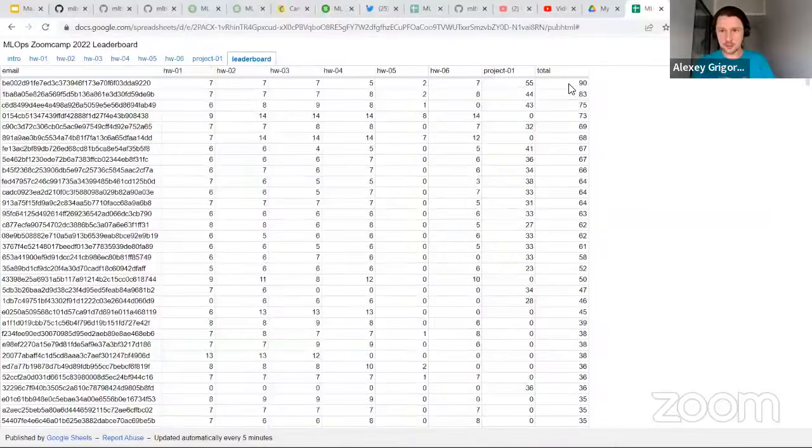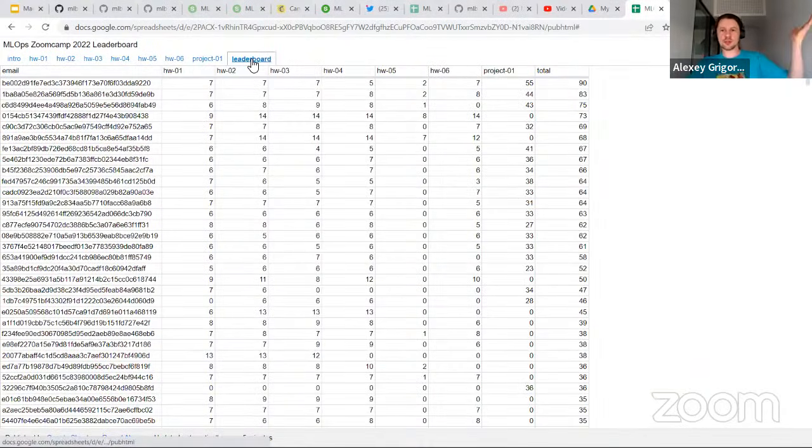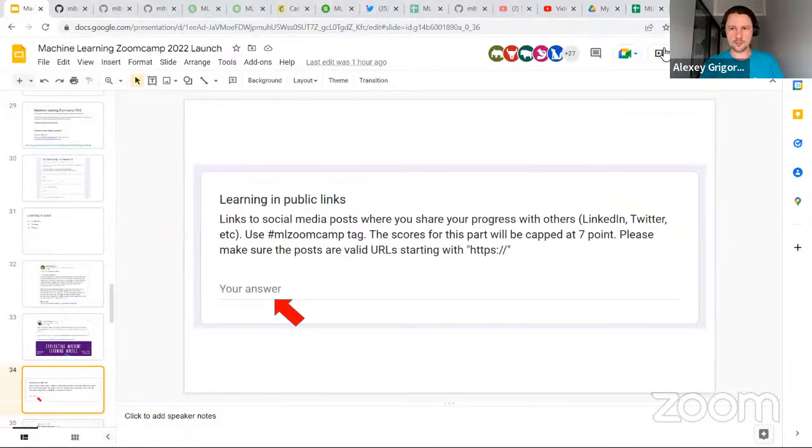So you have a leaderboard like that, and we will also have something similar. For each of the homeworks, it looks like this. If you get the question right, you get 1. If you get the question wrong, then you get 0, and then you get some links. You get some scores for learning in public links, and also you will get a score if you contribute something to frequently asked questions. And then you get a total score, and this leaderboard is just merging all these individual homeworks into one. And we will have the same thing for this iteration of the course.